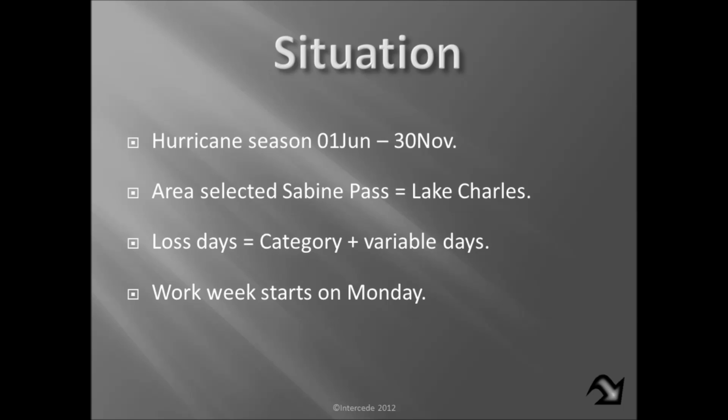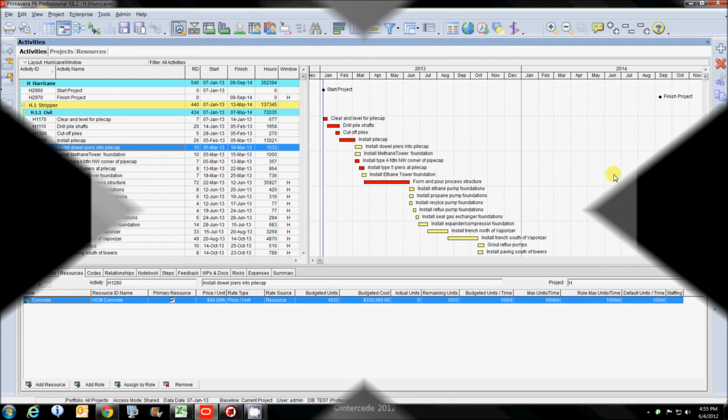PertMaster seems to be a little sensitive to when your week starts. So any start date has to be a Monday. In this particular case, my week starts on a Monday. Any start date has to be on a Monday, and any finish date has to be on a Sunday. So just take that as an advisory, and I'll show you now exactly what I did.